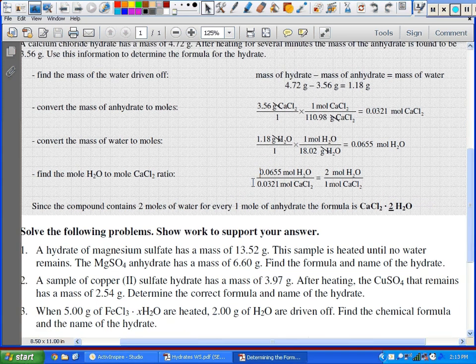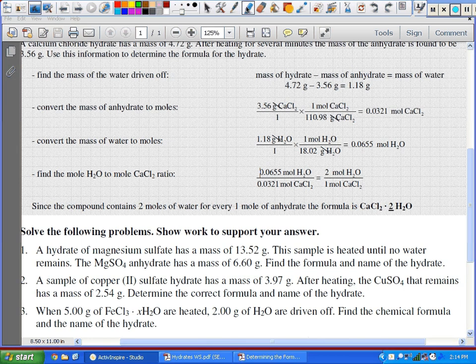We're going to convert the mass of the anhydrate to the mole. Do you agree that we're starting with grams of calcium chloride and we convert it to moles of calcium chloride? Every single one of you can do that. The next step, we're going to take the grams of water and we're going to convert the grams of water to what? And this is the new step. This is the last but easiest step. It's the only new thing we're going to talk about, and this is what I want you to write down.